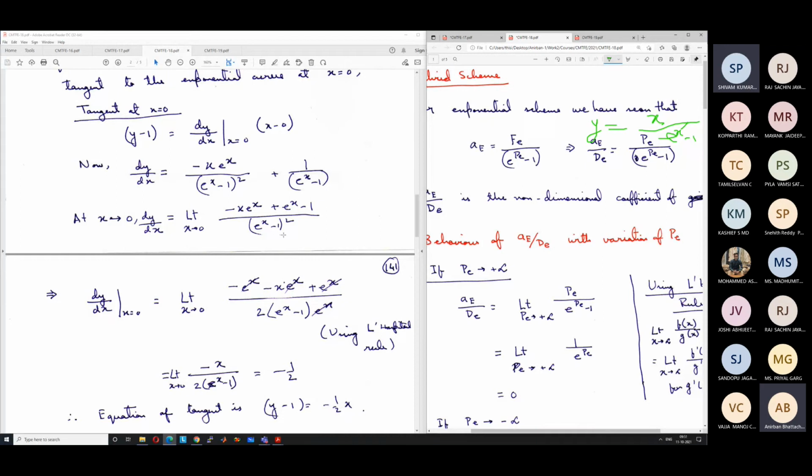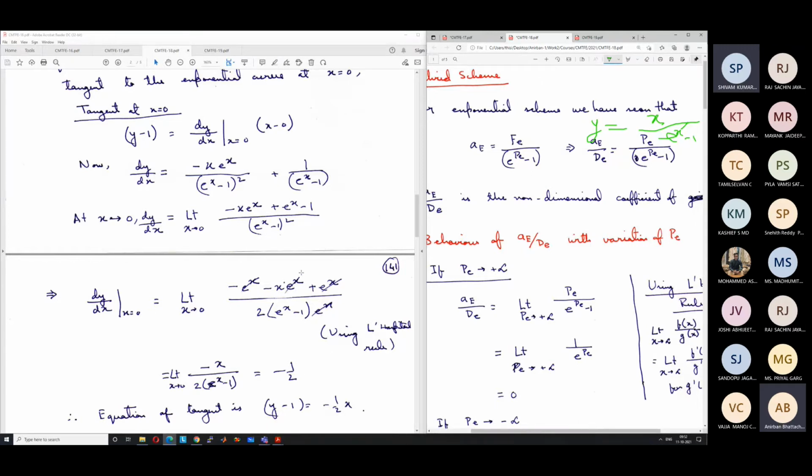So we will use L'Hopital's rule here. For the first term, L'Hopital's rule, remember what it is: derivative of the numerator and derivative of the denominator. Derivative of the numerator is minus x e^x, this term, then minus e^x, this term, plus e^x minus 0. So minus e^x minus x e^x plus e^x. e^x gets cancelled. So we are left with minus x e^x. Denominator derivative is 2(e^x minus 1) into e^x.